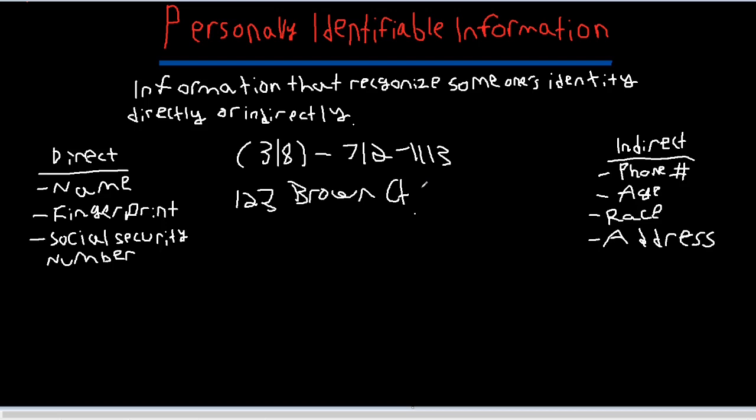Okay? An address could link to someone's information. However, since it could change, it's not going to be direct. A social security number will not change unless you're in the witness protection program. Or a fingerprint will not change. A name, unless you get it legally changed, which is a very long process, will not change. An address can change pretty easily. A phone number can change easily. Your age changes every year. And your race, well, let's just say there are a lot of people with the same race.